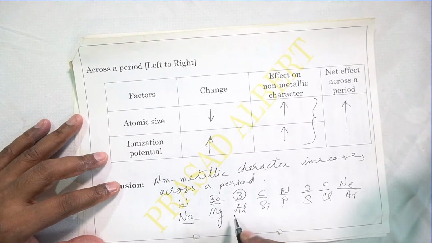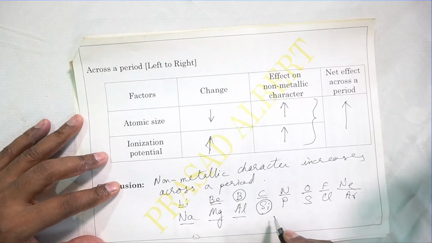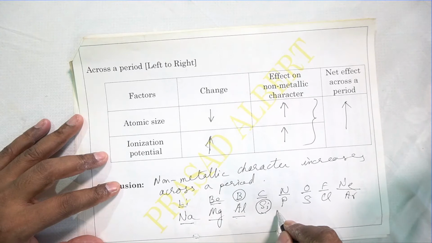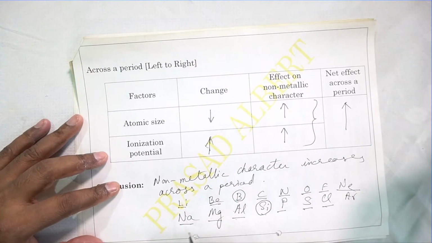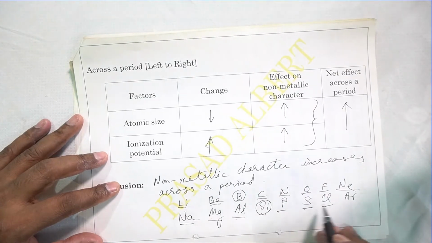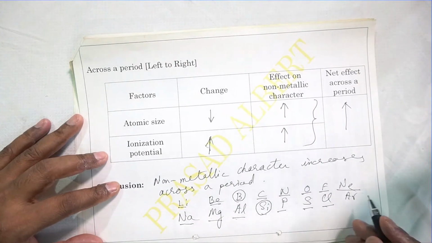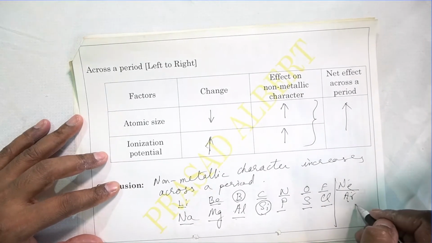Sodium is a strong metal, magnesium is a strong metal, aluminium a light metal, silicon is a metalloid. It has some properties of metals and some properties of non-metals. Phosphorus is also a non-metal, sulfur is a strong non-metal, chlorine a strong non-metal. So the non-metallic character increases across a period. This is what we can see. So the strongest non-metal will be the group 17 element. Noble gases we can ignore because they have a complete octet.